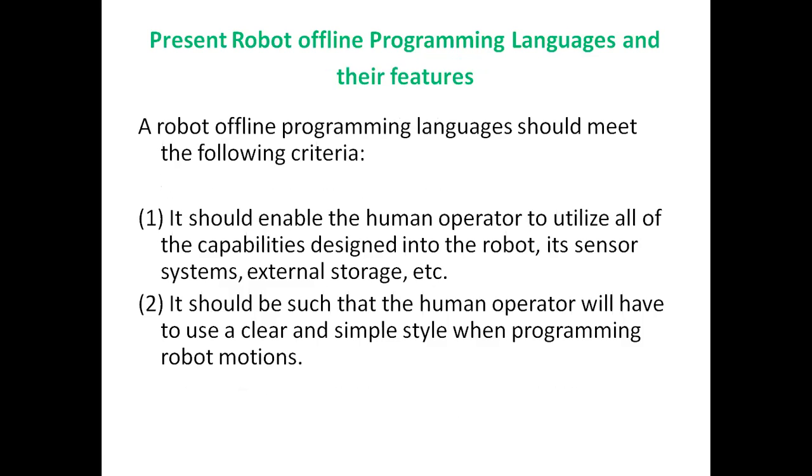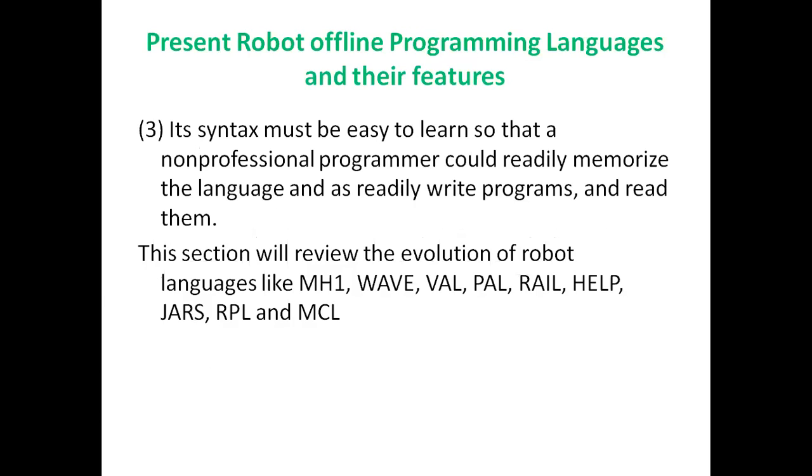It is the sensor system technology. And similarly, it should be such that the human operator will have to use a clear and simple style when we are programming robot motion. So present robot offline programming languages in the past, its syntax must be easy to learn so that non-professional programmers could readily memorize the language and thus readily write programs and read them.